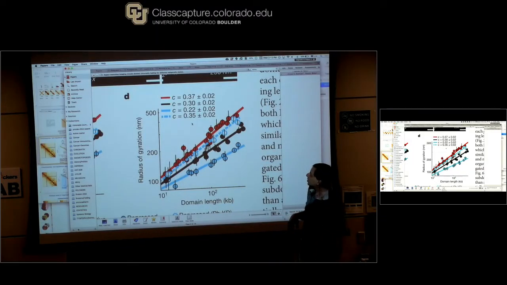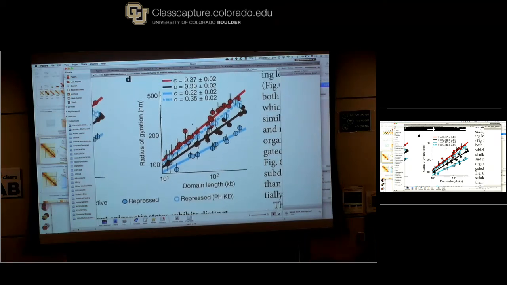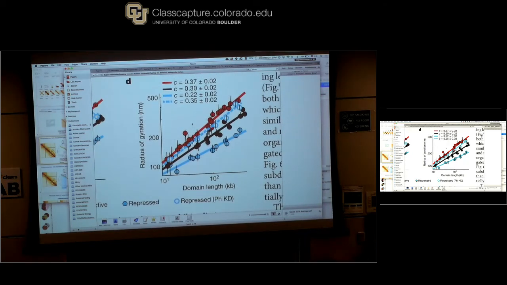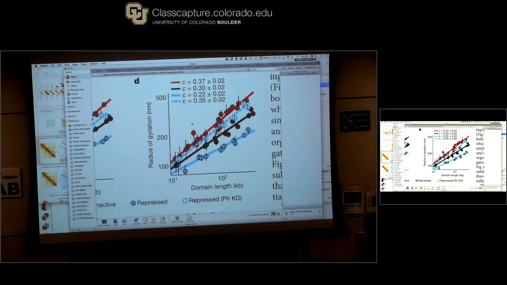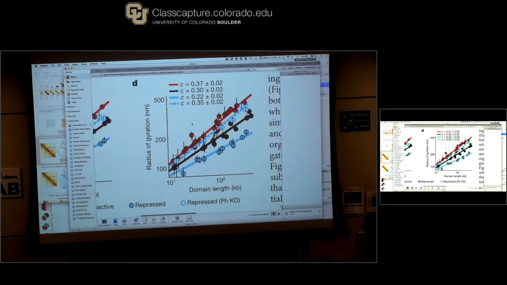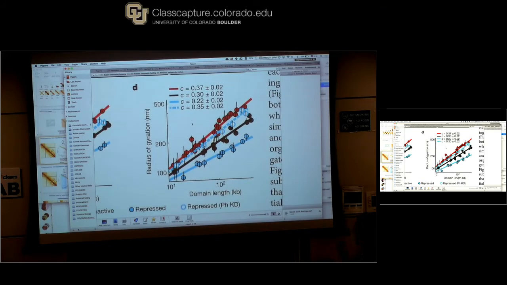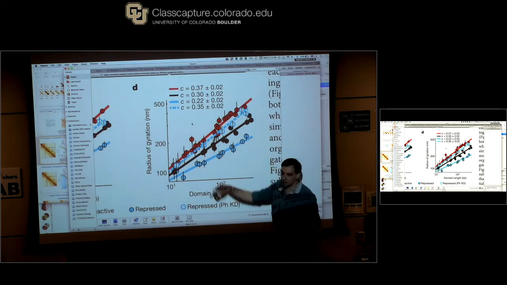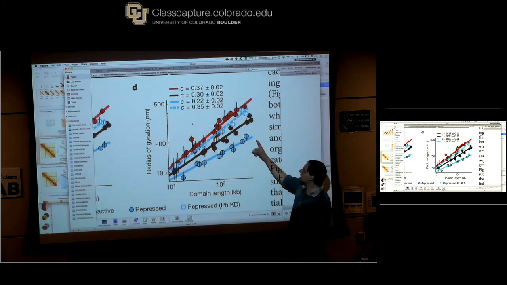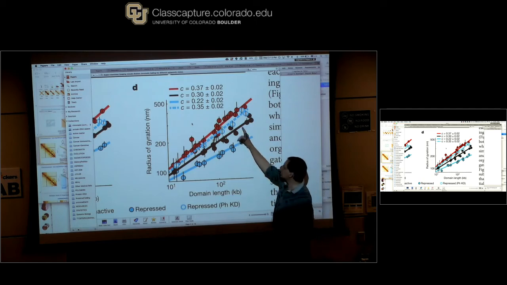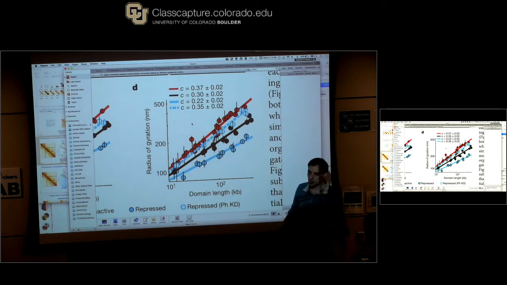Don't remember. Good question. No, these are different regions. Okay, repressed was PHKD, I don't remember. Okay, sorry, my bad. Blue is the repressed region. And then when you de-repress this region, it goes into something into red.